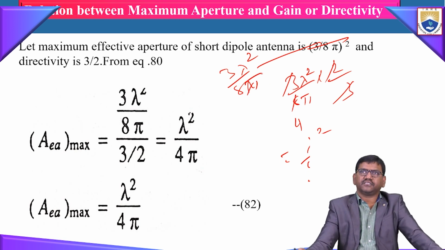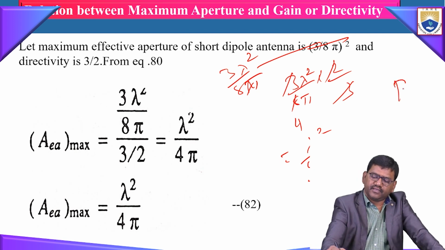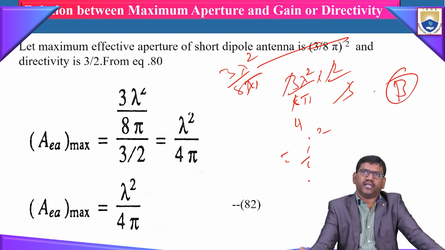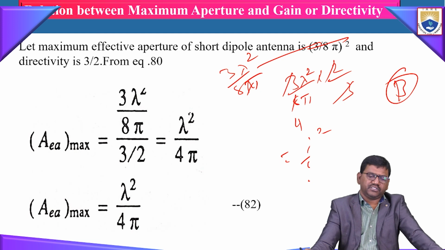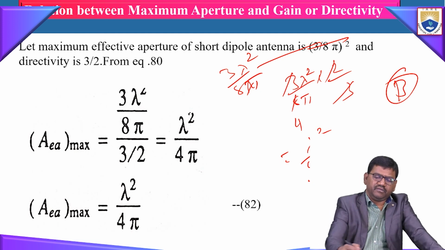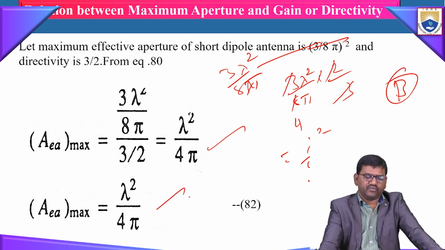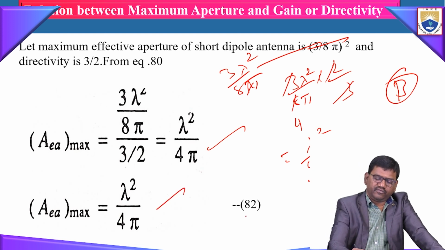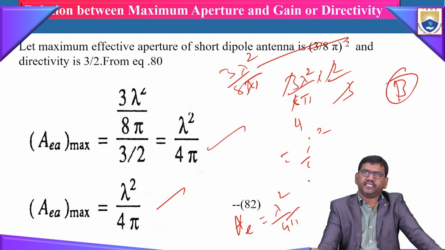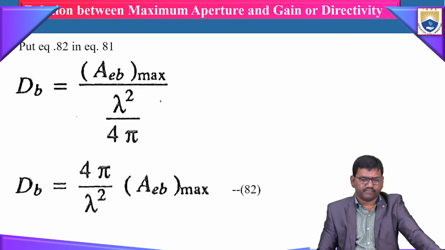So let us assume antenna B as the short dipole antenna, where the effective aperture is given as 3 lambda square by 8 pi and the directivity is 3 by 2. Under these two conditions, if we simplify, you will get lambda square by 4 pi. So AEA max is equal to lambda square by 4 pi, or simply we can modify this equation as AE is equal to lambda square by 4 pi.